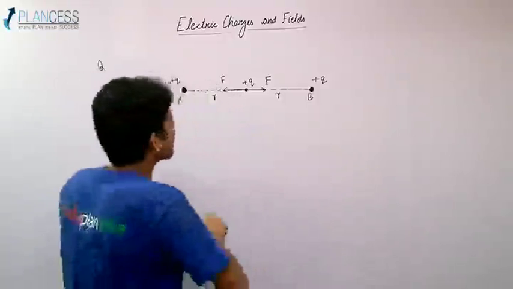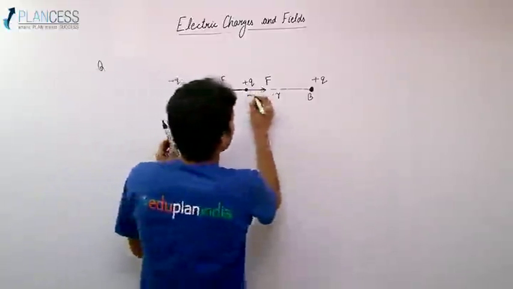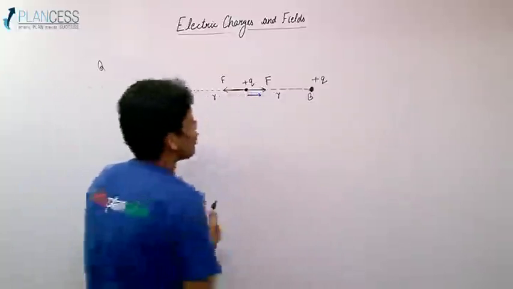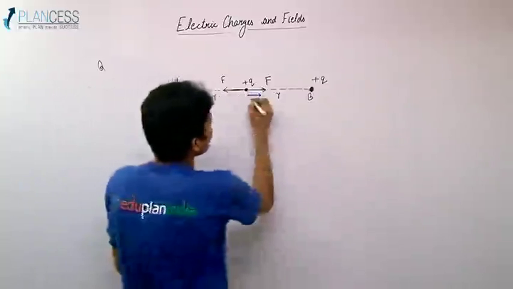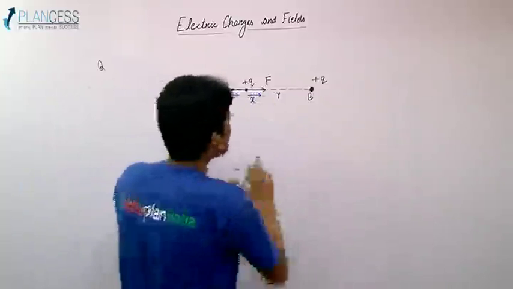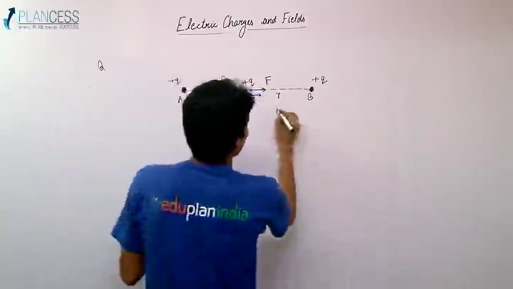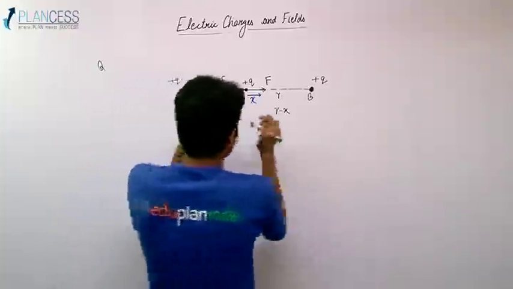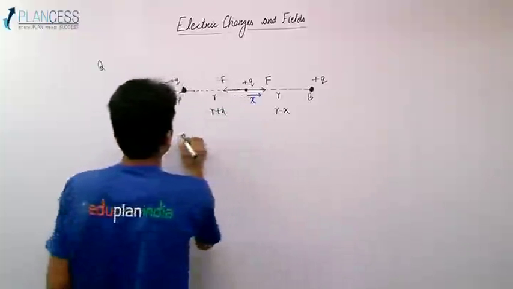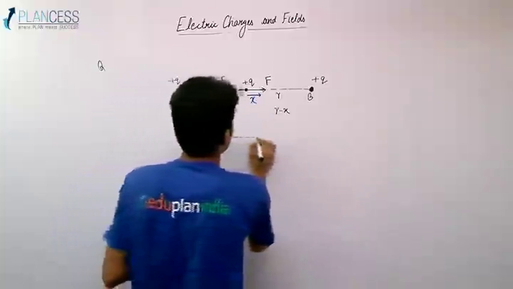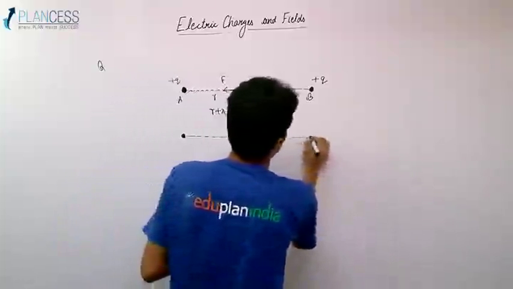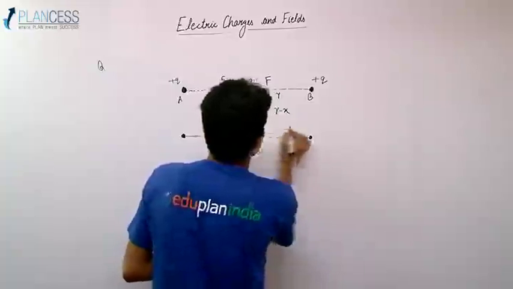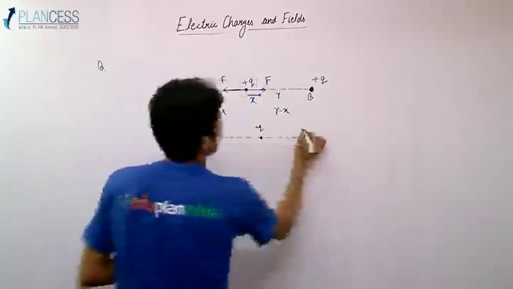Now let's say I move this plus q charge a little bit on this side, let's say by a distance x. So this distance will be r minus x, and this distance would be r plus x. So if the new position is something like this, somewhere here is a plus q charge, where this is r minus x, this is r plus x.